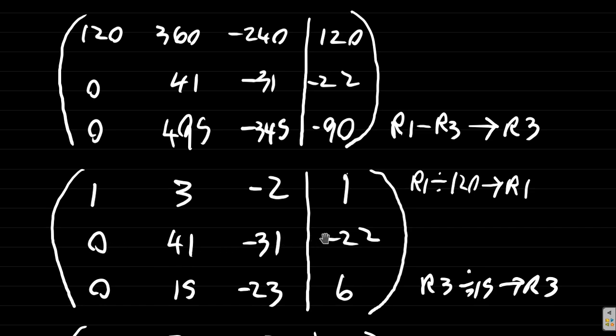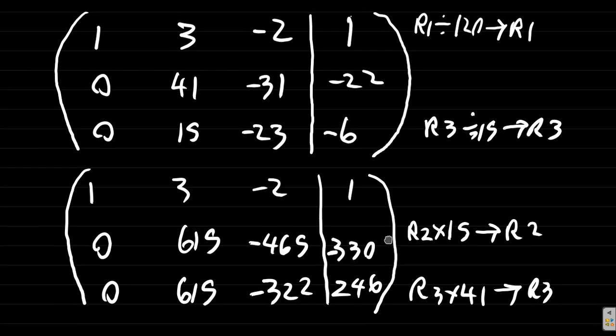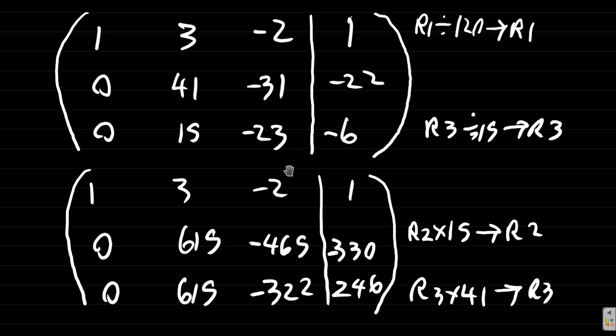Row 2 remains as it is. Row 3 divided by 15. When you divide 90 by 15, you get 6. Negative 90 by 15, you get negative 6. Just cleaning it up here. I left off those negatives. Row 2 by 15, this remains negative, this remains negative, good. Row 3 by 41, this remains negative, and 41 times 6 is 246, but it should be a negative here. Negative 246. All right.